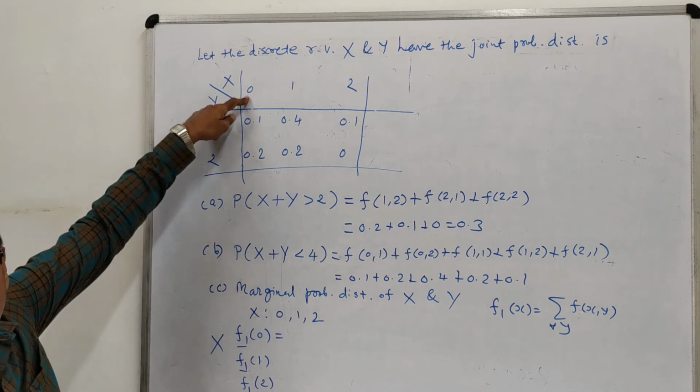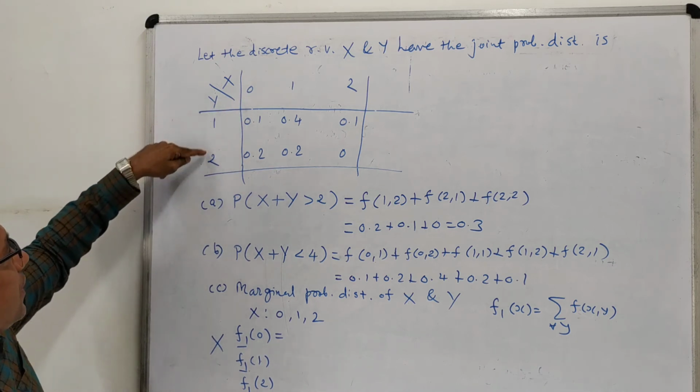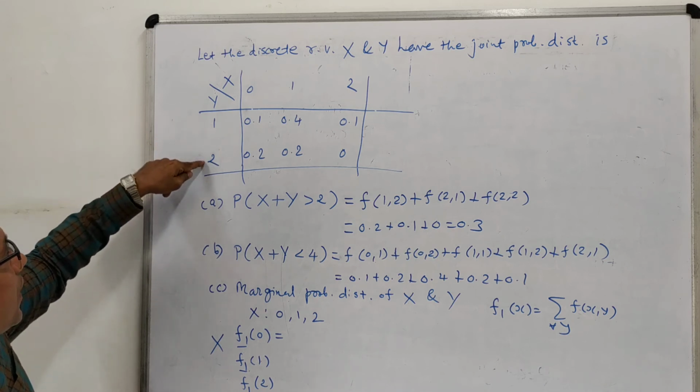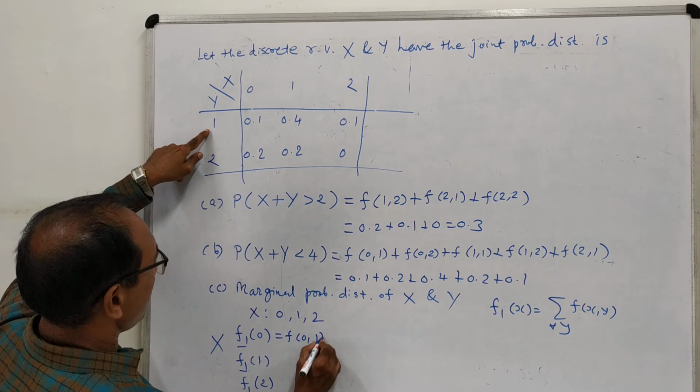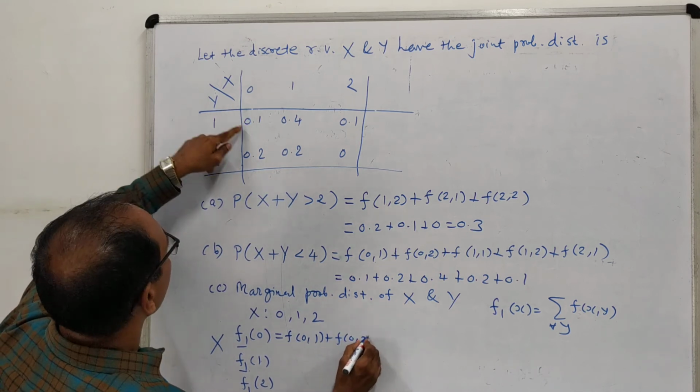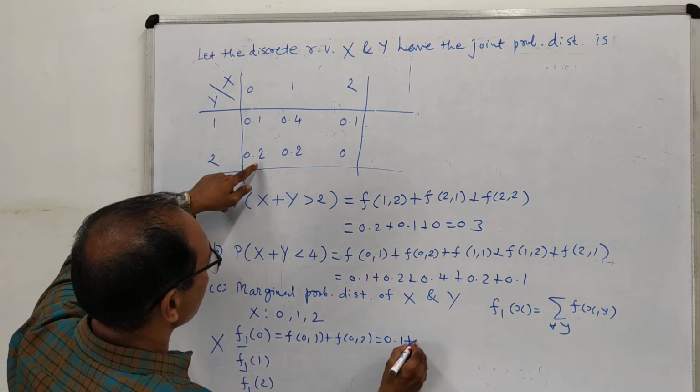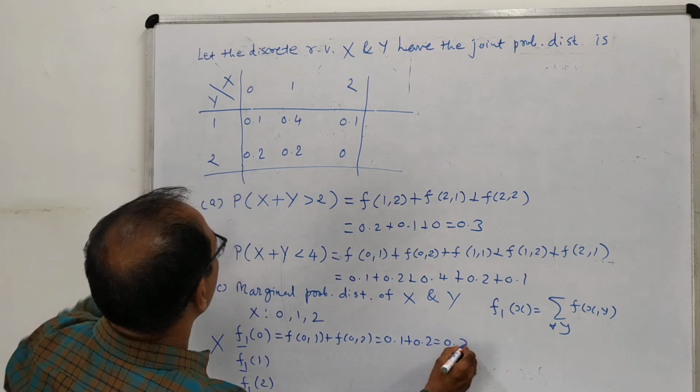X equal to 0 is fixed. Only the value of y will vary. That means we will have to consider both 1 and 2. So this will give us f of 0, 1 plus f of 0, 2. That means it is nothing but 0.1 plus 0.2. It is 0.3.